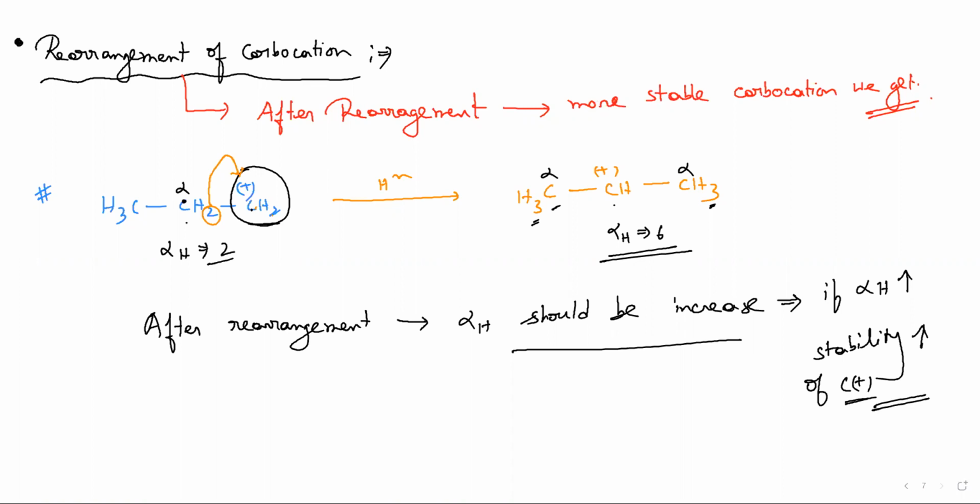Now, what type of rearrangement can happen? Here I am shifting the hydrogen. Look, I am giving another example. In this case, first write down what the alpha H is. This one is the alpha carbon, with only one hydrogen. Alpha H equals 1.